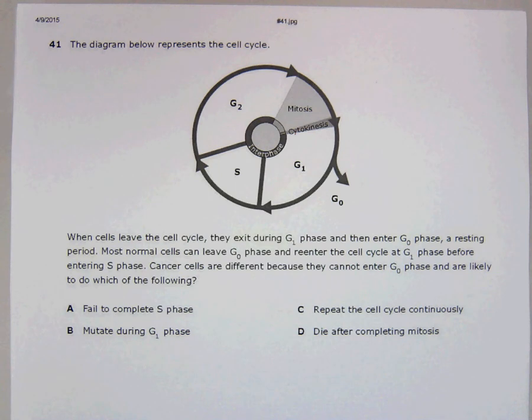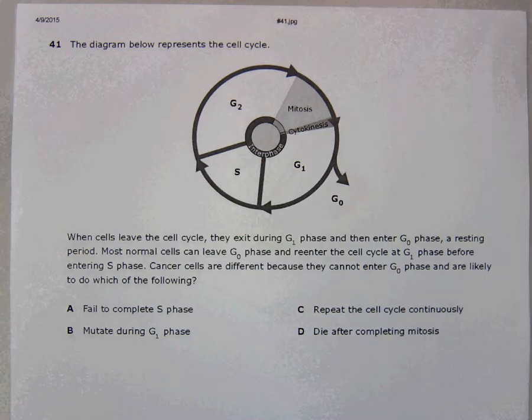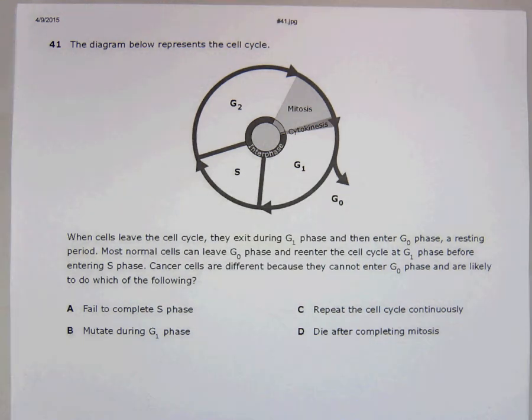Alright, so the diagram below. What is that circle thing? What does that represent? The cell cycle. Awesome. So, let's read through it. When cells leave the cell cycle, they exit during the G1 phase. So during that phase is when they exit. And then they enter the G0 phase.